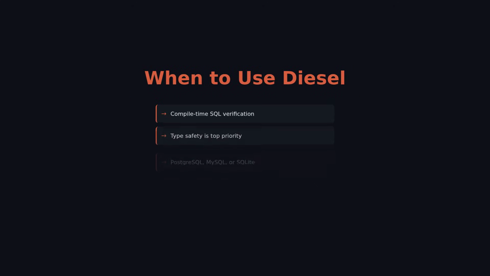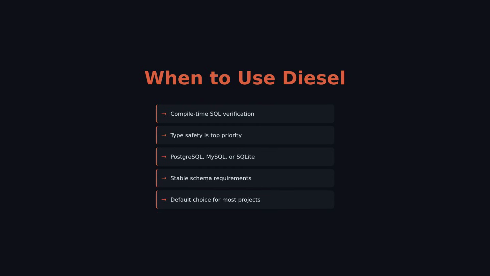So when should you use Diesel? Use Diesel when you want compile time SQL verification. Use it when type safety is your top priority. Use it for PostgreSQL, MySQL, or SQLite projects. Use it when your schema is relatively stable. Use it as your default choice unless you have specific reasons to choose something else. Diesel is my go-to recommendation for most Rust database projects. It is the safest bet.